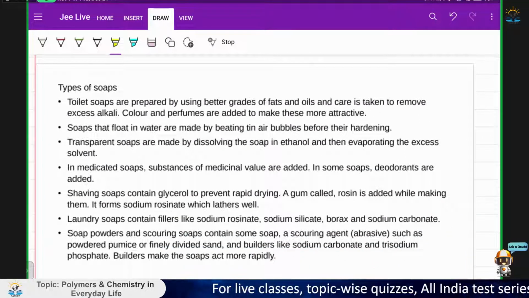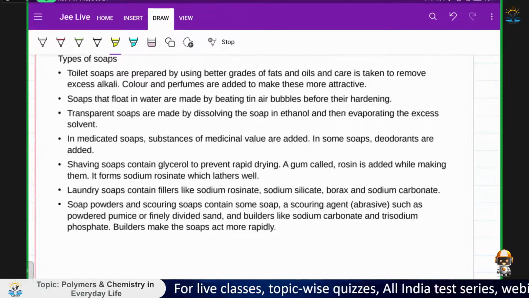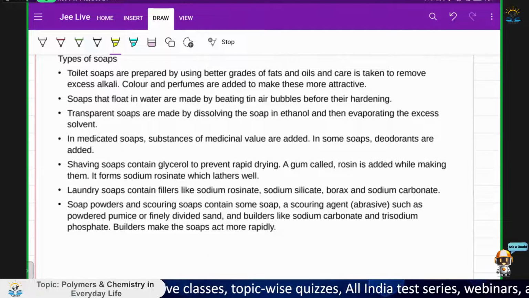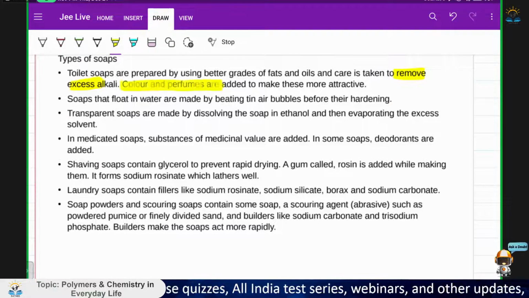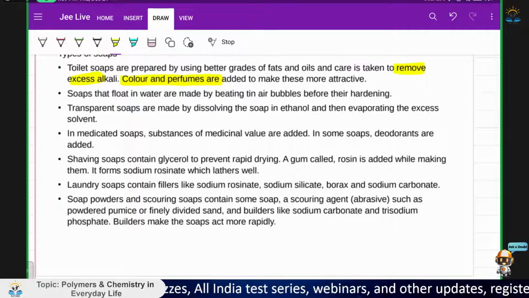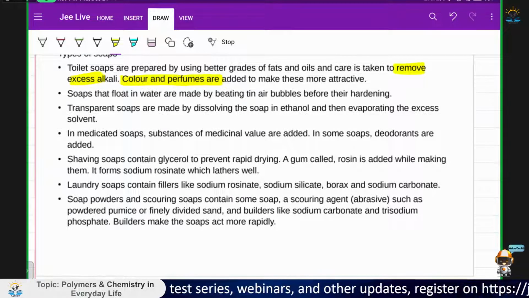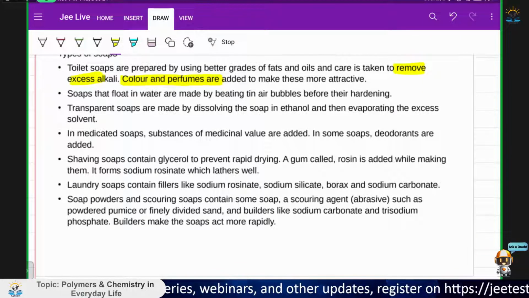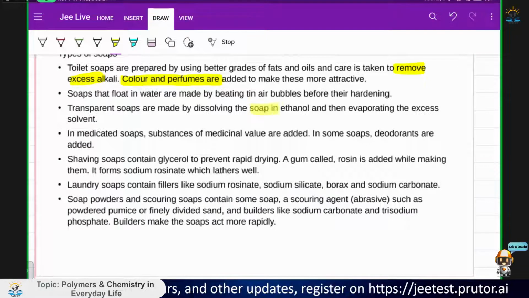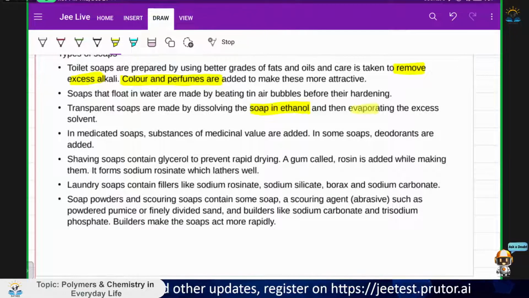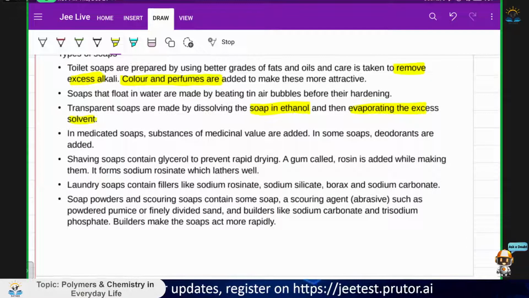So some types of soaps we have learned about are toilet soaps. We use excess alkali in toilet soaps and we add color and perfumes to them. Then there are soaps that float in water. How? We beat air into the soap before hardening. So we will get soap that floats in water. Transparent soaps are made by dissolving soap in ethanol, and then we evaporate the excess solvent. So we'll get transparent soaps.